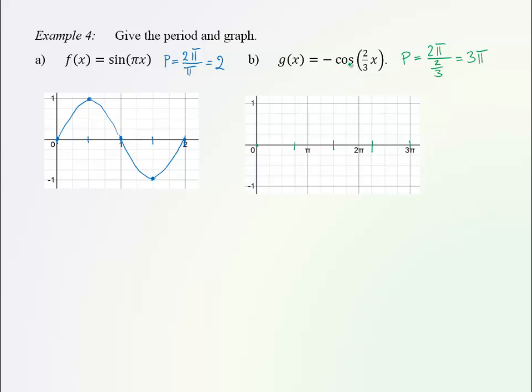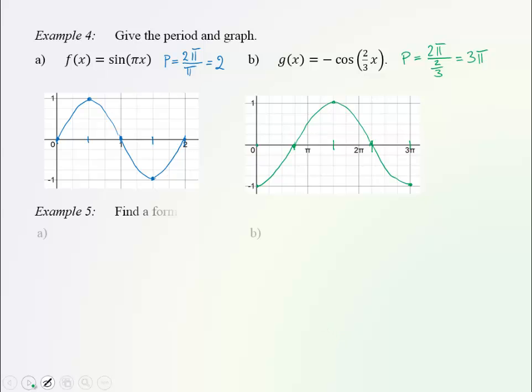Since this is negative cosine, the regular shape of cosine that will normally look like this will have to be flipped. We start with -1, go towards 0, go towards 1, 0, and then -1. Keep these points and try to graph it.